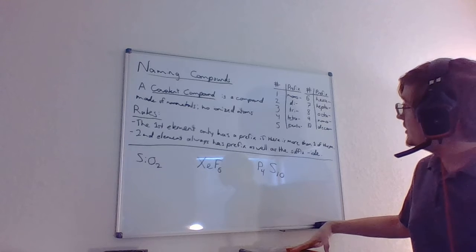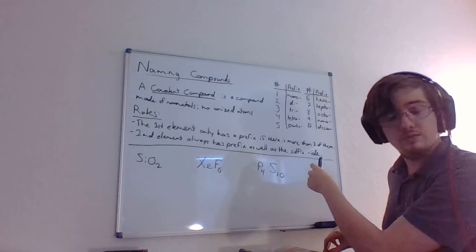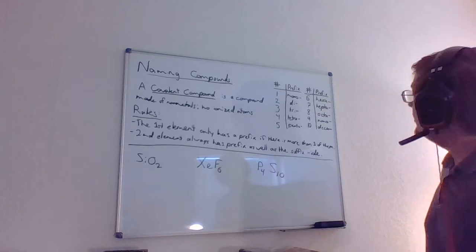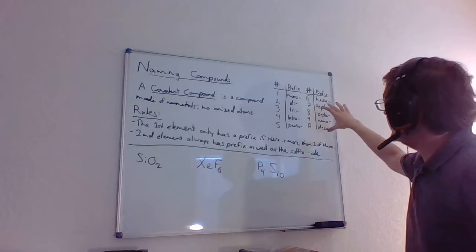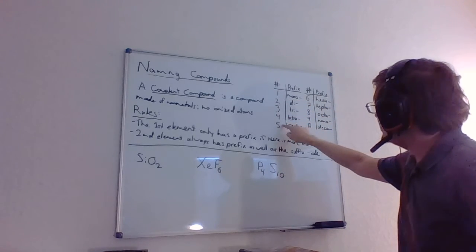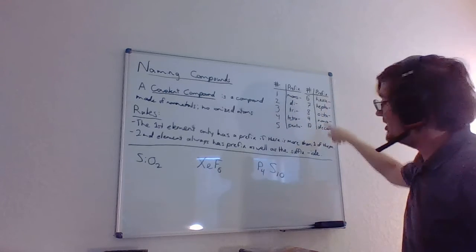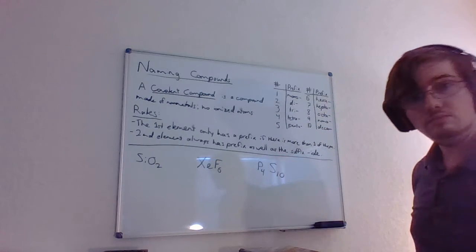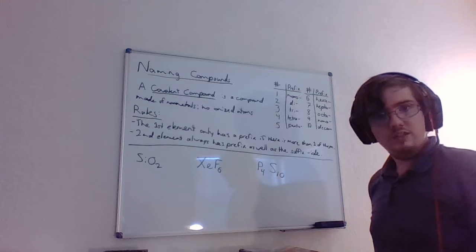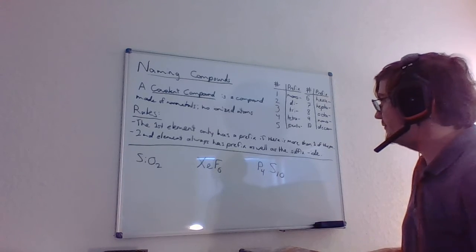Right? Now, the prefix that we use for the first and second elements come from this prefix table right here. Right? So the way this works is this is the number of elements you have, and this here is the prefix you use. So now let's use some examples to help you get a feel for it.